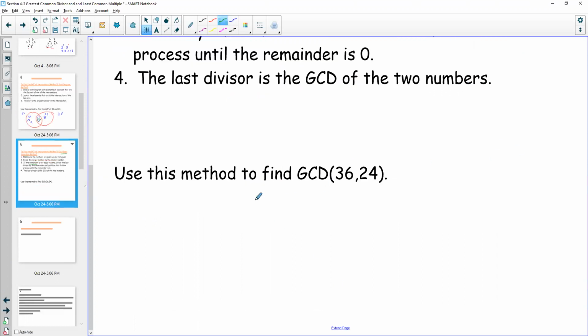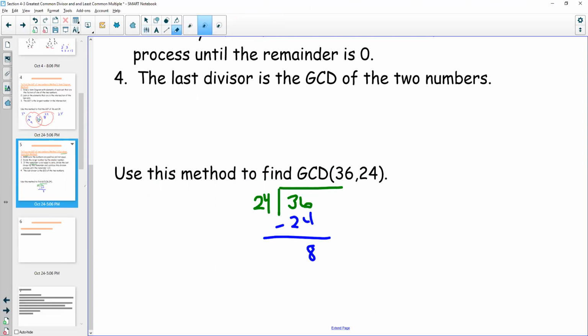So I'm going to take the smaller number and divide it into the bigger number. It really doesn't matter to keep track of how many times 24 goes into 36, just as long as you get the biggest number. So I'm going to subtract. What's left is 8. Oh, no, what's left is not 8. I'm going to go erase. My math is backwards this morning. What's left is 12. Okay.